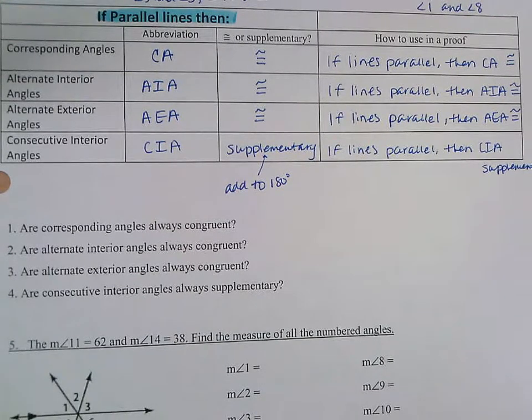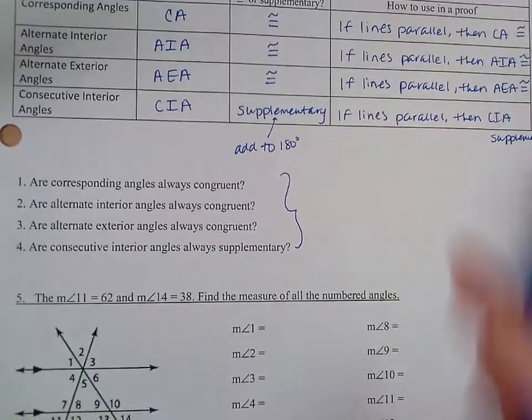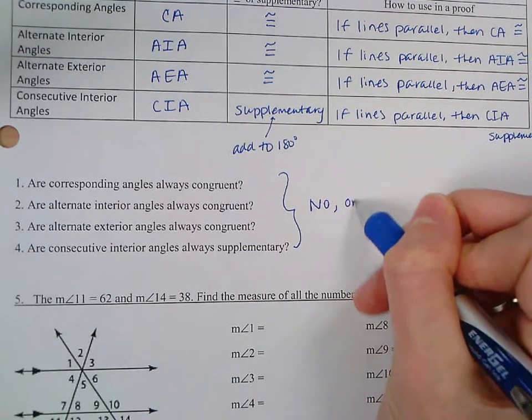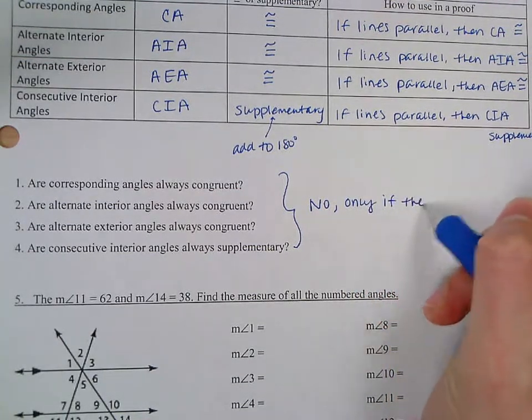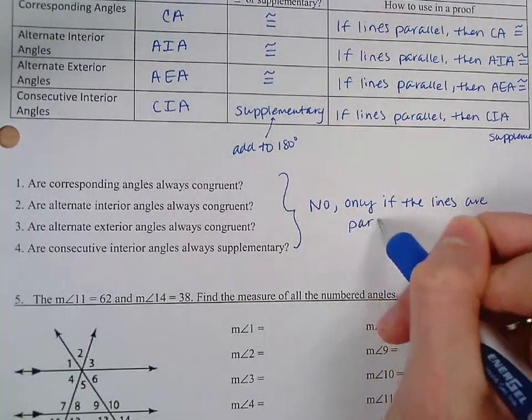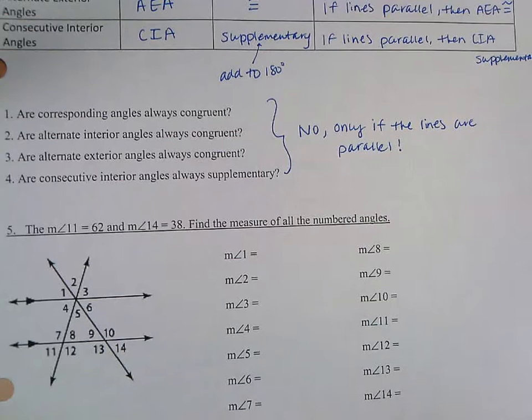Okay, so I know when I saw yes. Sage, if you're saying no, why are you saying no? Yes. So the answer to all 4 of these is no. Only if the lines are parallel. So the key there is always, if your lines are not parallel, what we just filled in those boxes is not true. So it's only true with parallel lines.